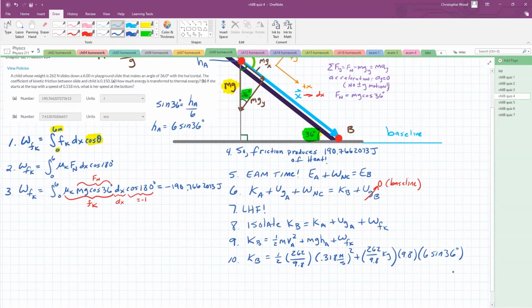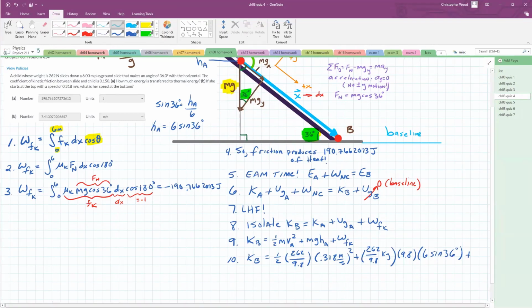So that is whatever it is, 1/2. Oh, plus the work done by friction, which is this for me. I should have this in my calculator memory, but this is plus that minus 190.7. There it is. And then you're done. That's your kinetic energy at B.